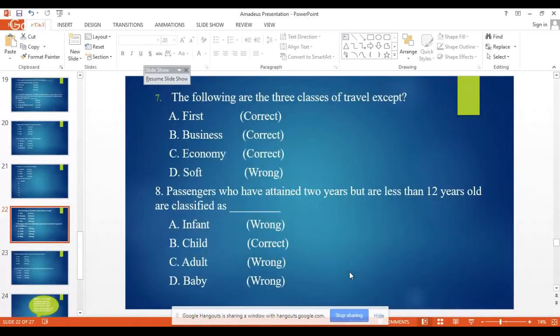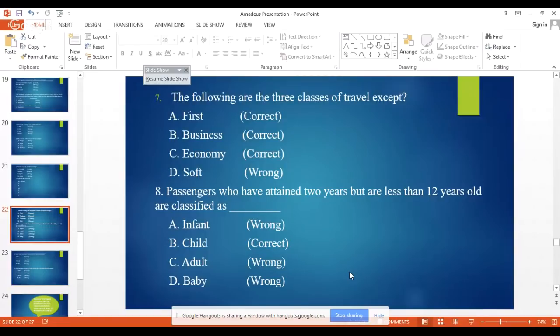Question 7. The following are the 3 classes of travel except. That is telling us 3 of the options, or 3 of the answers, are correct. So, except. The first one, option A, is first class, option B is business class, option C is economic class, and option D is soft class.